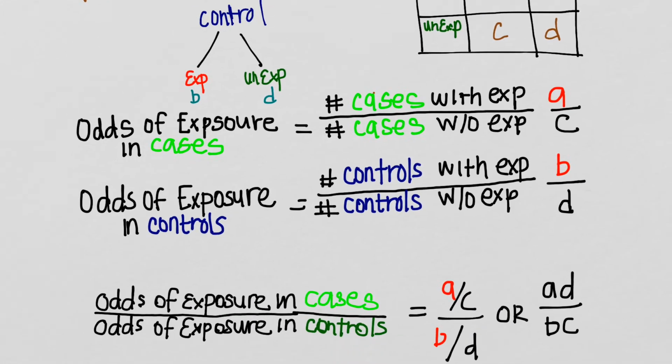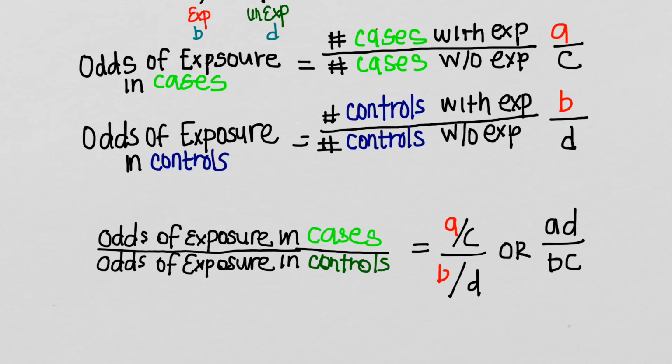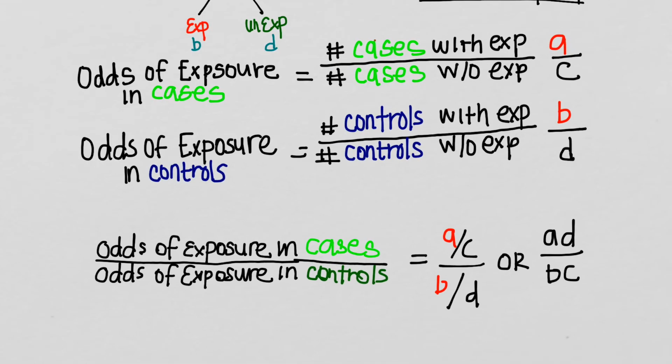In order to get the ratio, we then have to take the odds of exposure in the cases, which would be cell A divided by cell C, and we have to divide that by the odds of exposure in the controls. So that would be cell B divided by cell D. Now, if you're good with math, then you know that when you take two fractions and you divide them by one another, you create a cross multiplication product. And so the odds ratio would then be equal to cell A times cell D divided by cell B times cell C.